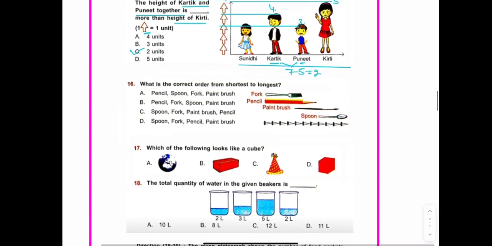Question 16. What is the correct order from shortest to the longest? Okay, so shortest, we can see here spoon is shortest. So spoon is given in these two options. Then fork, then we have paintbrush, and then pencil. Okay, so pencil is the longest, so option C is correct.